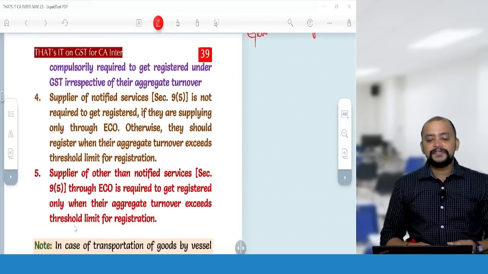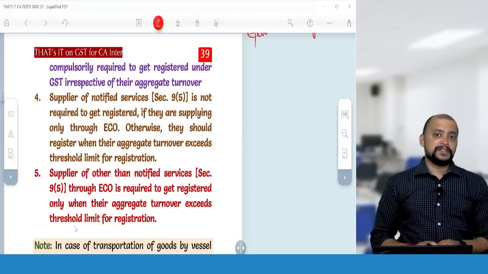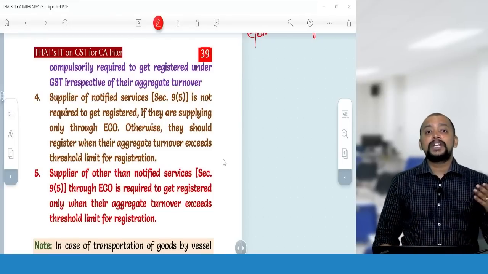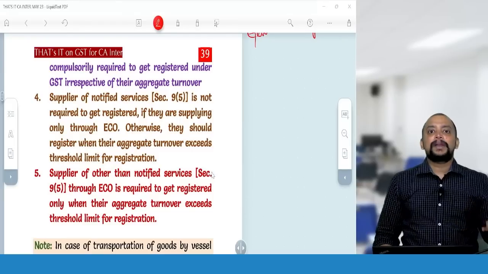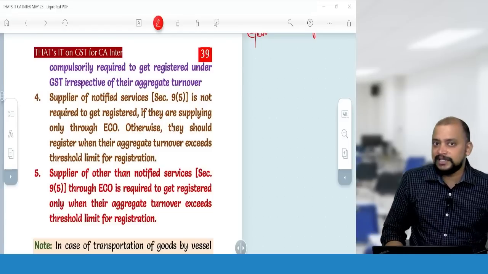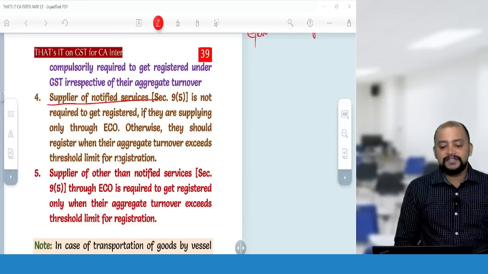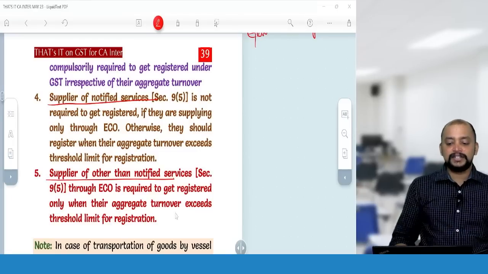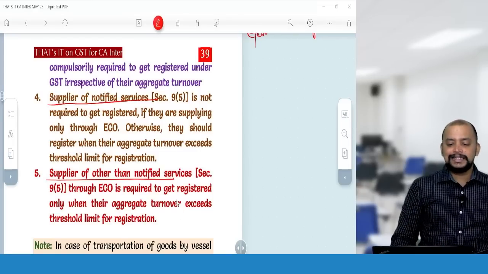But suppliers of services, suppliers of notified services and suppliers of other than notified services are required to get registered only when their aggregate turnover exceeds the threshold limit. Suppose they are supplying only through an e-commerce operator, then anyhow the e-commerce operator will pay GST. So suppliers of notified services and other than notified services need to register only when aggregate turnover exceeds the threshold limit.